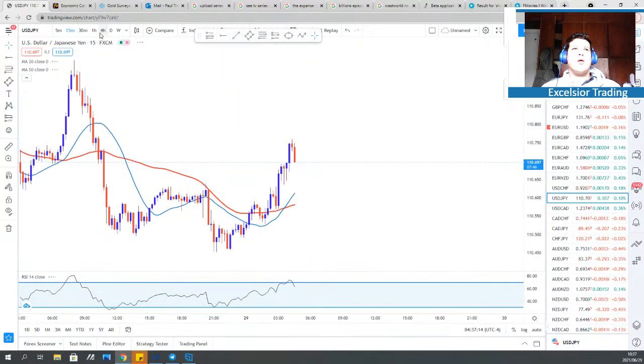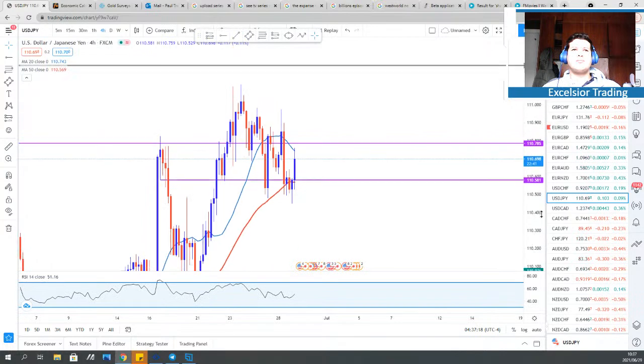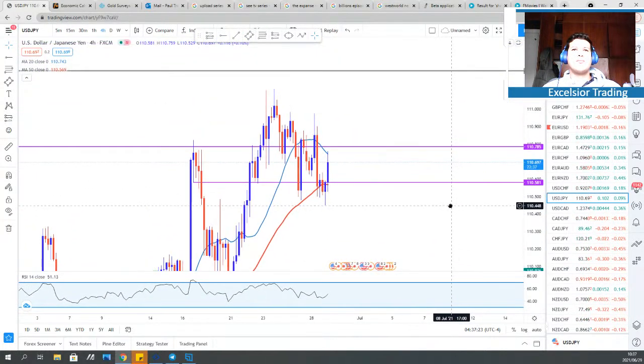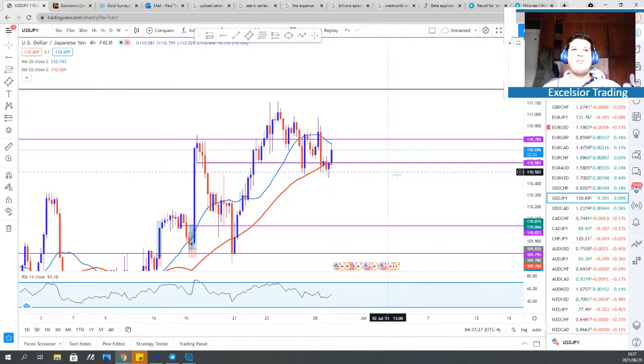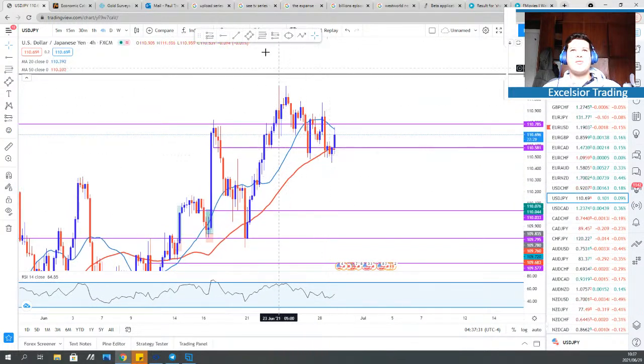Let's go to USD JPY. I don't really see anything here right now. No clean support or resistance. Just a lot of noise at the moment. You might say this is in a channel, right?